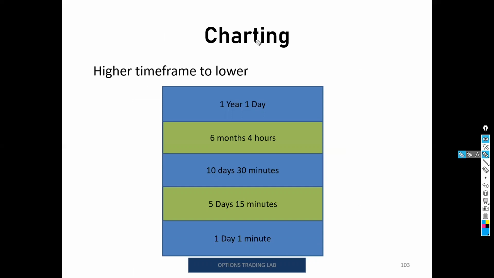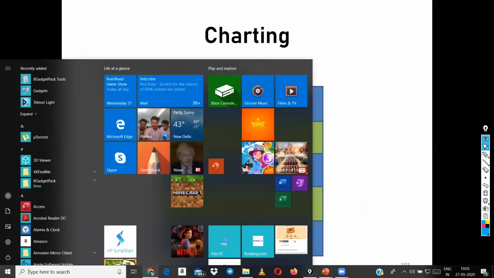Then we move on to charting. In this, we will learn more about spotting support and resistance levels. I usually start from higher time frame to lower, from the 3-year, 1 week candlestick at first. Then I'll move on to 1 year, 1 day, then 6 month, 4-hour chart, then 10 day, 30 minutes, then 5 day, 15 minutes, 1 day, 5 minute candlestick. That means I spot intraday levels also, and after that I move on to 1 day, 1 minute candlestick.